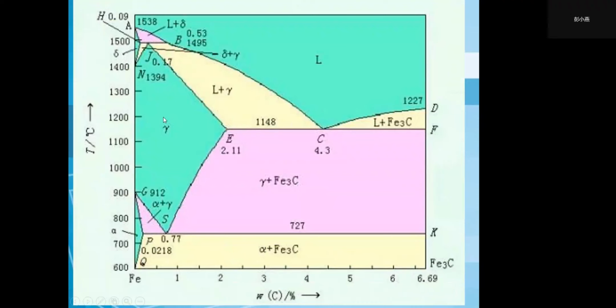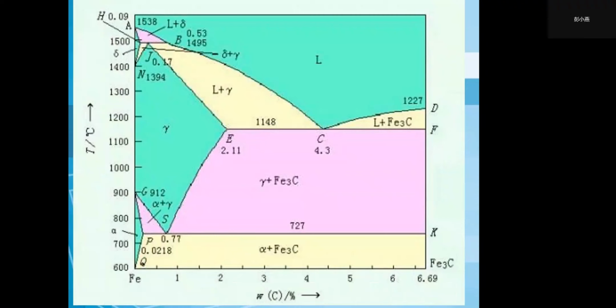Crystals of austenite are separated from the liquid along the line B, C, with the composition ranging from 0.18% to 2.11%. The complete solidification of these alloys proceeds along the solidus line H, J, E.